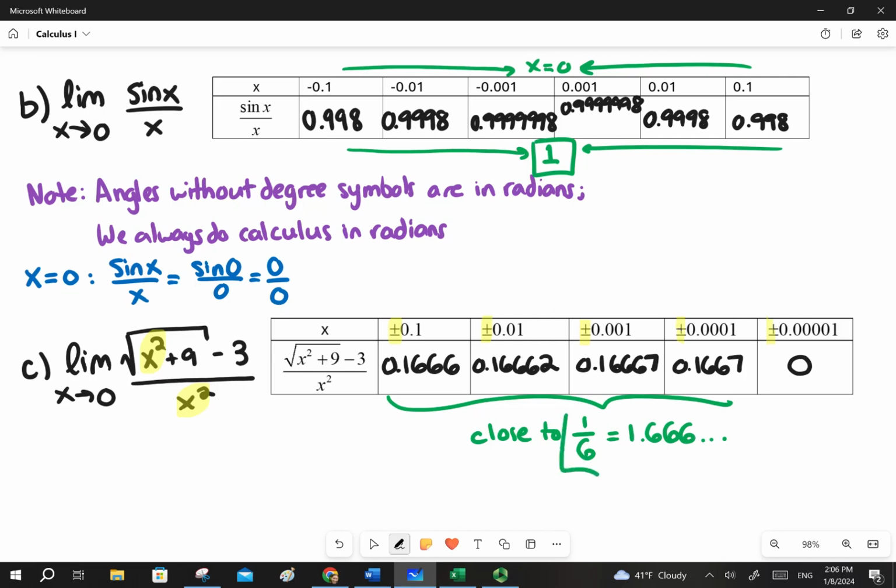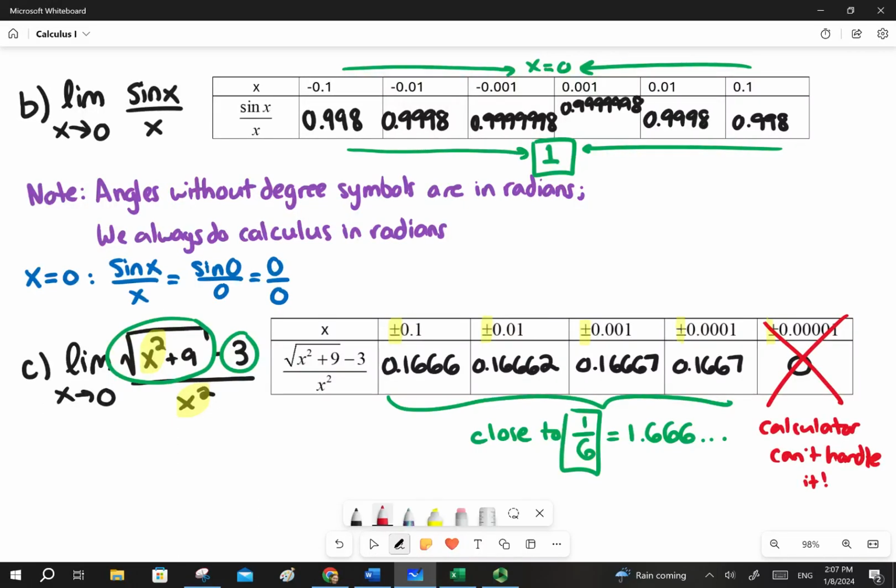The limit is 1/6. But when x gets too close to 0, the calculator no longer has the precision to distinguish between the square root of x squared plus 9 and 3. So as far as it's concerned, the numerator is 0. Now, different calculators will have different amounts of memory, so a powerful computer could let x get much closer to 0 before running into this problem. But at some point, every computer is going to have this issue.